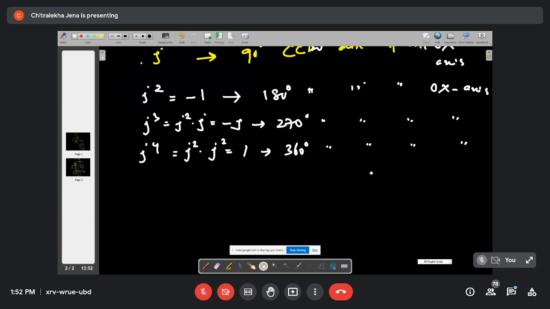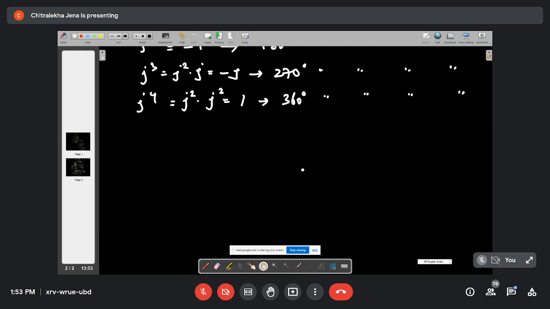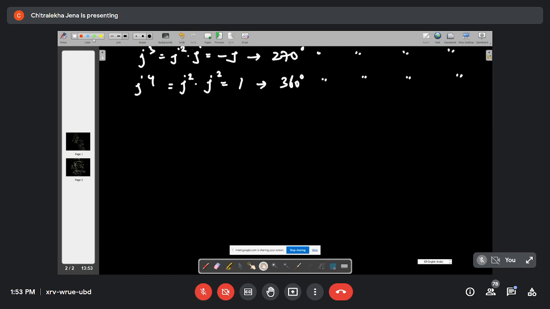Remember that j has no relation with the magnitude. Again and again I'm telling you, when j is multiplied, it does not change the magnitude at all. The magnitude remains constant, only the vector is rotated. Clear to all of you?